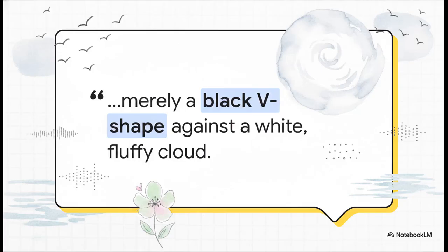And I really want to highlight how all that rich, complex, messy description we just waded through suddenly distills down to a perfectly simple geometric image. The writer notes that, as the bird rose, it was soon merely a black V shape against the background of a white, fluffy cloud. It acts like a cinematic zoom-out. It gives the reader a moment to breathe and appreciate the vastness of the setting.